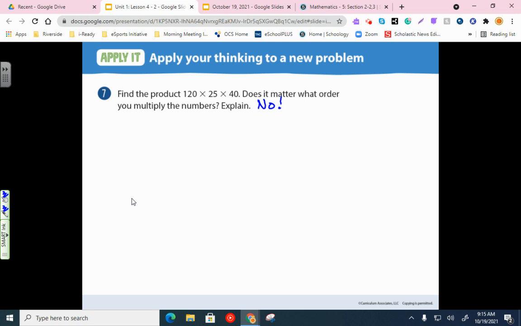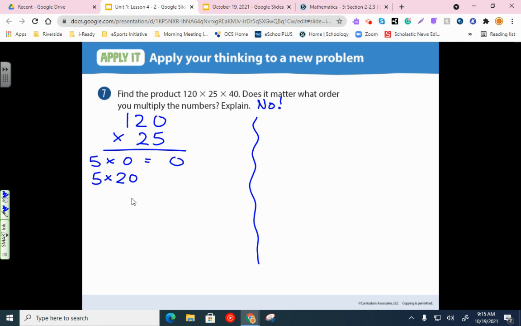But for the sake of this one, let's split your work area up into 2 parts. So we have 120 times 25. So let's figure this one out. So we'll do our 5 first. We know 5 times 0 equals 0. 5 times 2 is actually 5 times 20. That gives me 100. 5 times 1 is actually 100, since the 1's in the hundreds place.